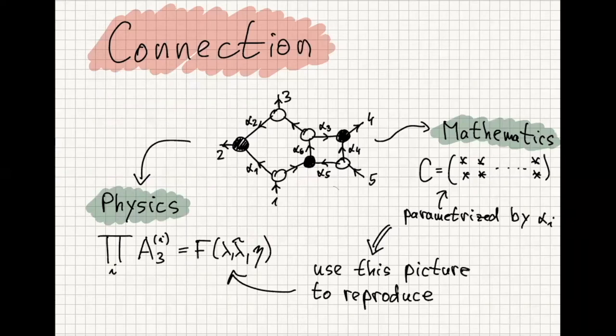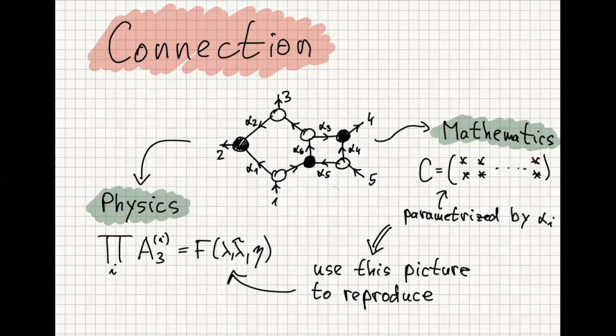So for the same graph in physics, we calculate a function which is given a product of 3-point amplitudes in each vertex of this graph. And this function, the function associated with that on-shell diagram, is a building block for scattering amplitudes on one side. And on the other side, in mathematics, we constructed this C matrix, which is a cell in the positive Grassmannian parameterized by the edge variables or phase variables of the same graph.